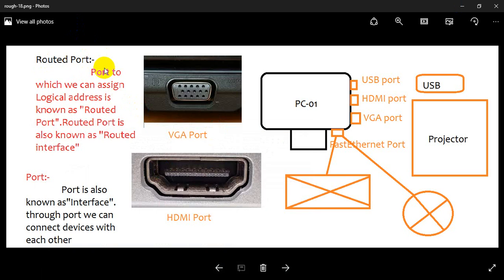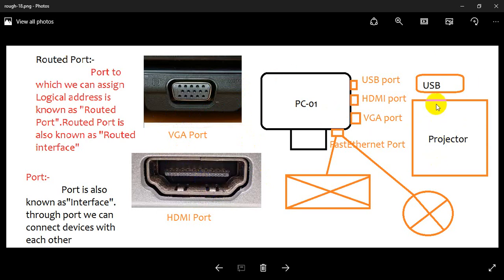A routed port is also known as a routed interface. Surely, port is known as interface, so routed port is also known as routed interface. Through a port, we can connect devices with each other by wired connectivity, not wireless connectivity. Remember this. Like this is a VGA port, this is an HDMI port.